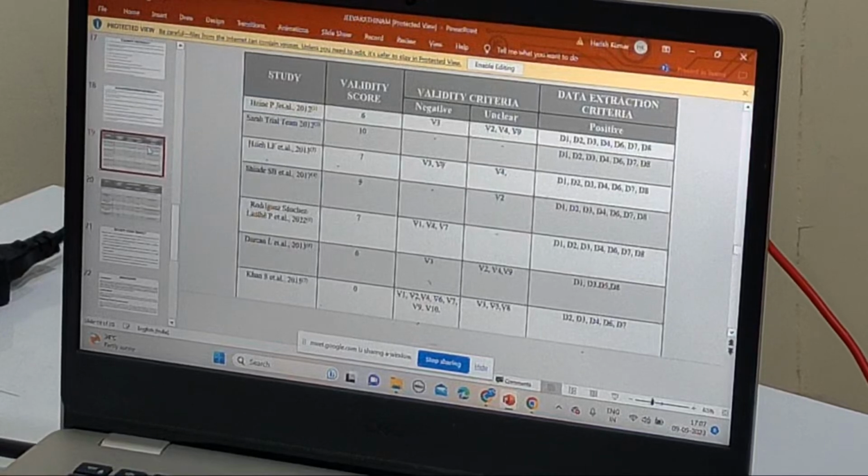We have put negative, which indicates that there is so much irrelevant information. Unclear means that there is ambiguity in meeting the criteria. Positive validity score indicates that the study meets the criteria. Next.